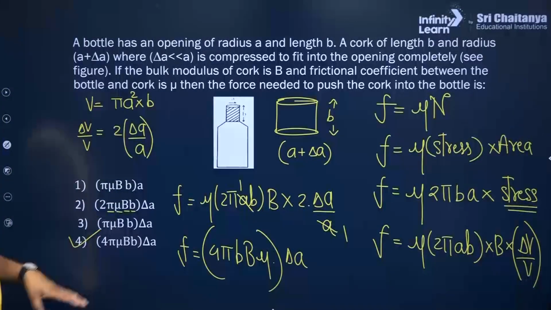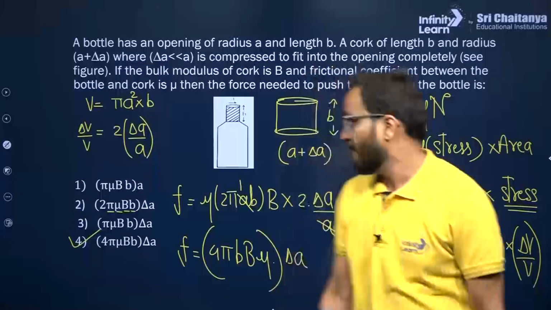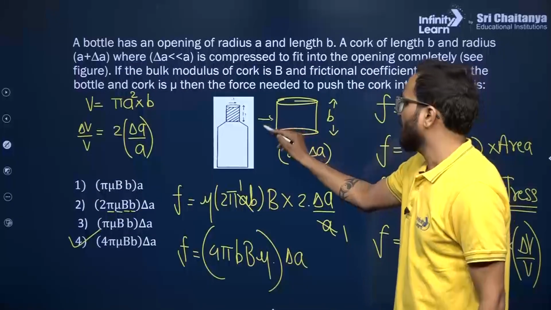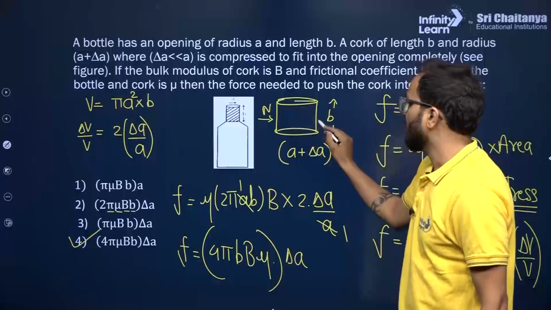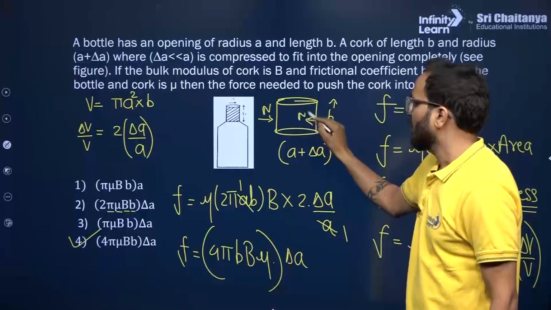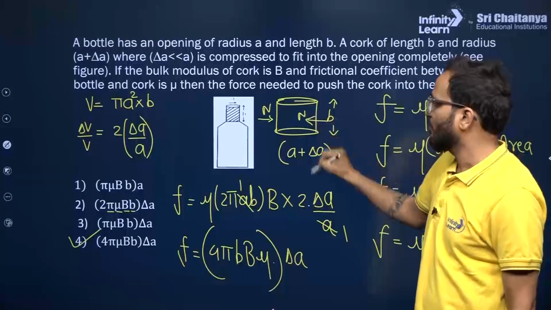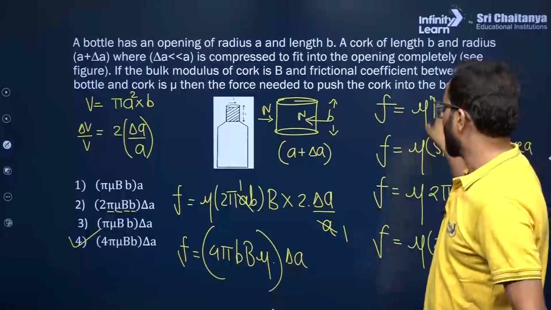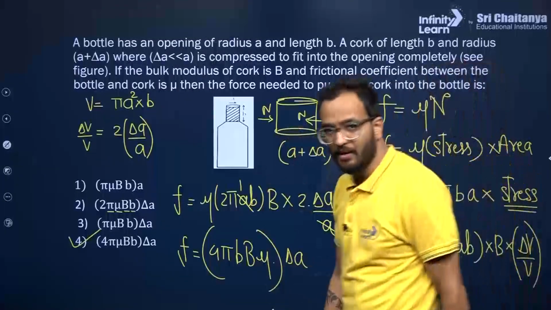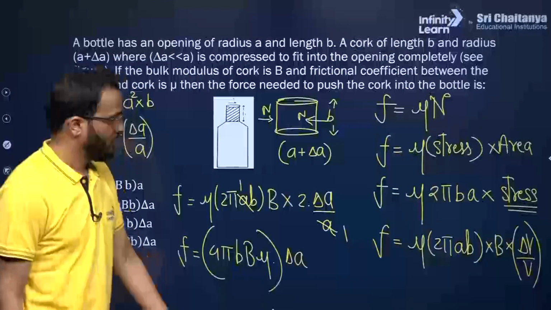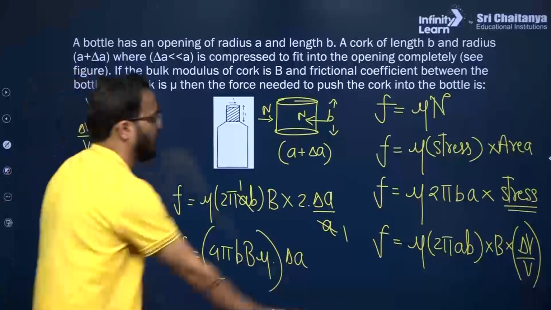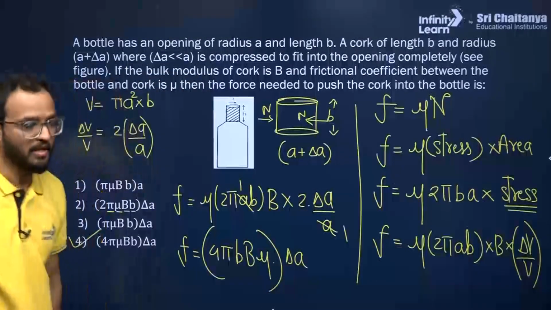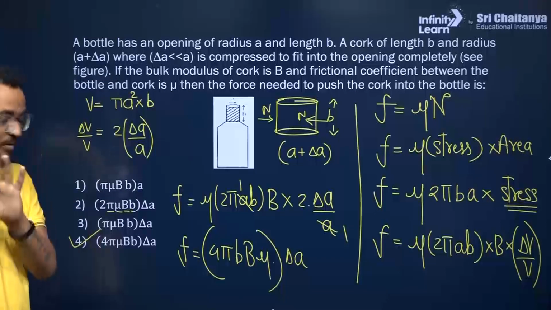Can you see? Isn't it a wonderful question? See, there will be a normal reaction force like this now from the side walls. I am talking about this normal force, right? So this normal will be what? The stress generated into area. Come on guys, tell me, is it clearly understood now? It's very simple, very nice question, right?